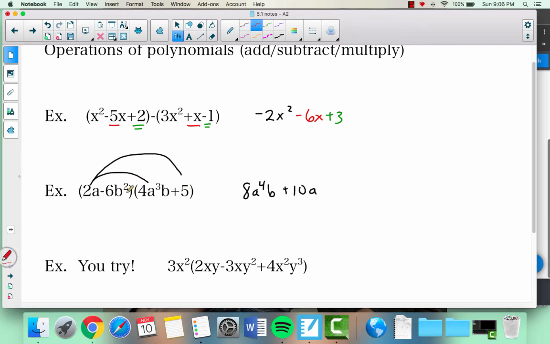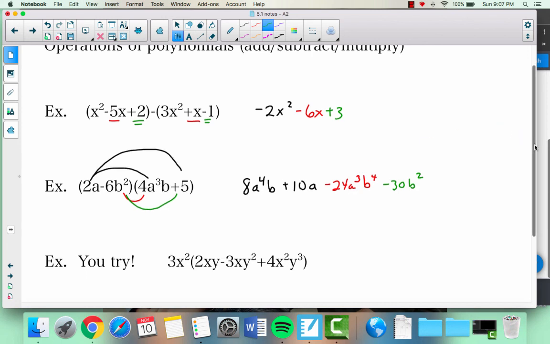Then I'm going to go ahead and multiply the inside terms. Negative 6b squared times 4a cubed b. Negative 6 times 4 would be negative 24. Then we have an a cubed, and then b squared times b would be b to the fourth. And then lastly, we have the last two, which would be negative 6b squared times 5. So that's going to give us negative 30b squared. So notice I multiplied every single term together, and then I raised the exponents if necessary.